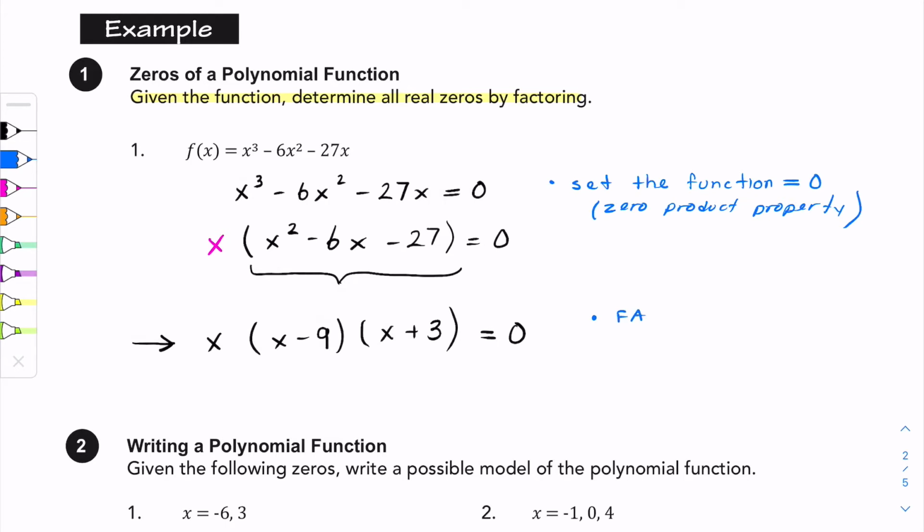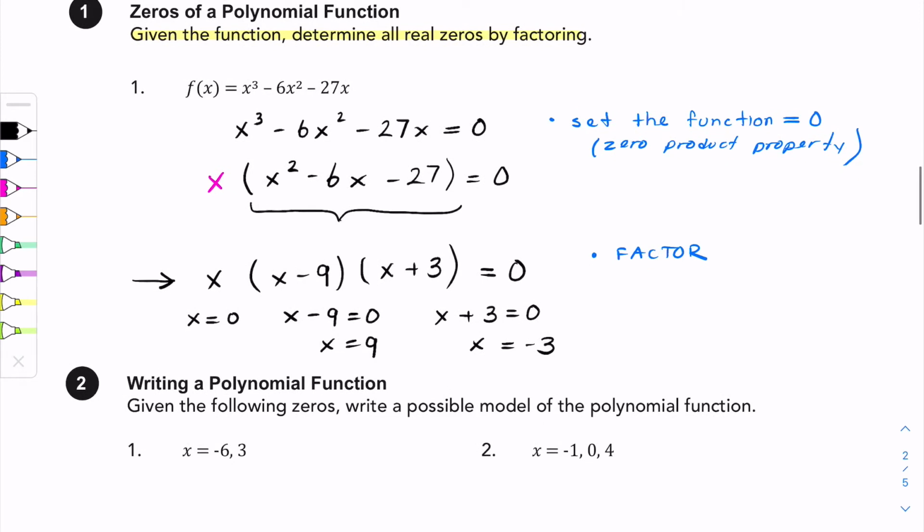So here I factored. And then the last step for finding the zeros is setting each factor that has a variable equal to 0. I can set x equal to 0. That's one of your solutions. x minus 9 equals 0, meaning x equals positive 9. And x plus 3 equals 0, or x equals negative 3.